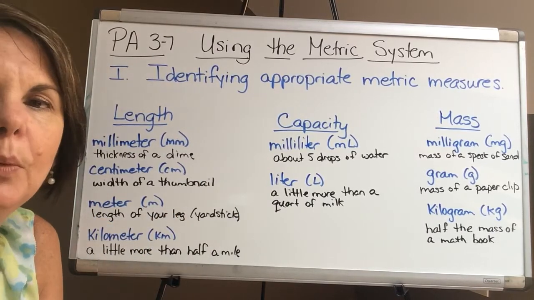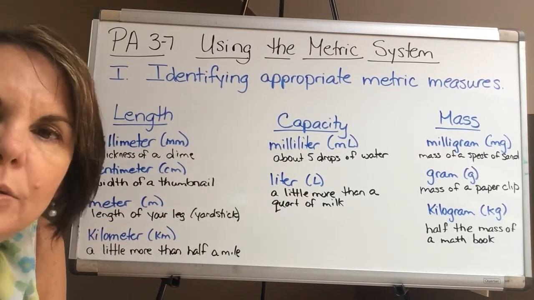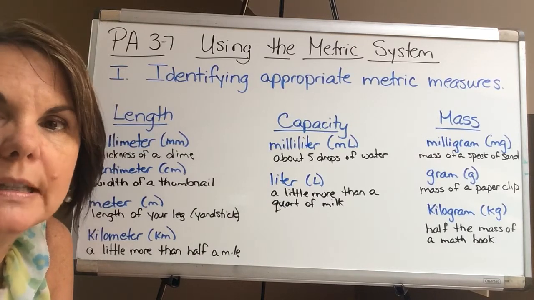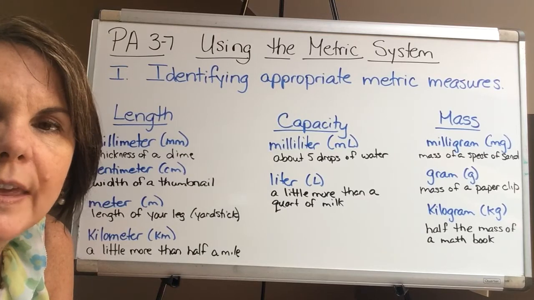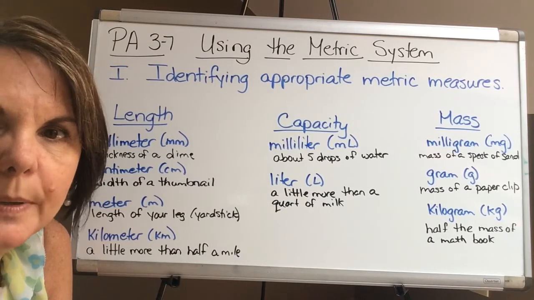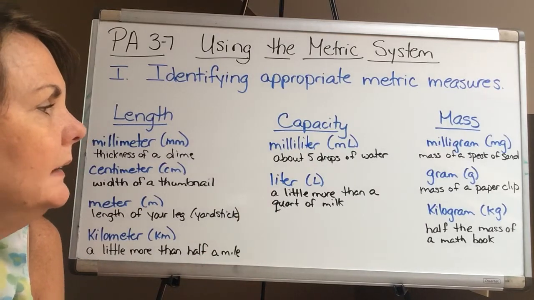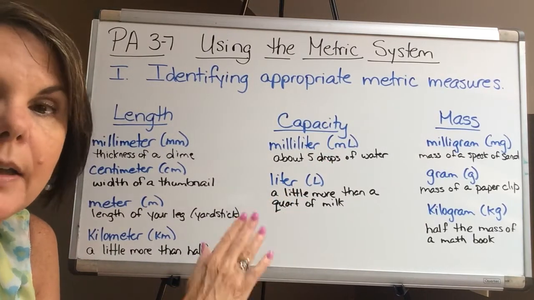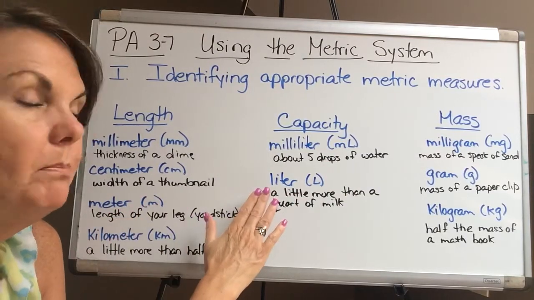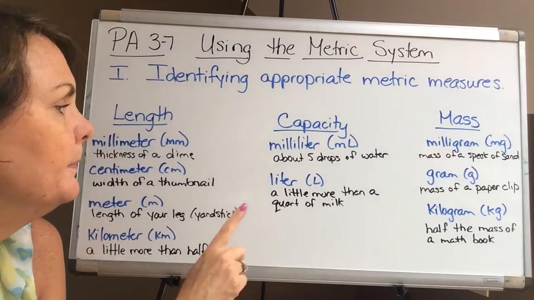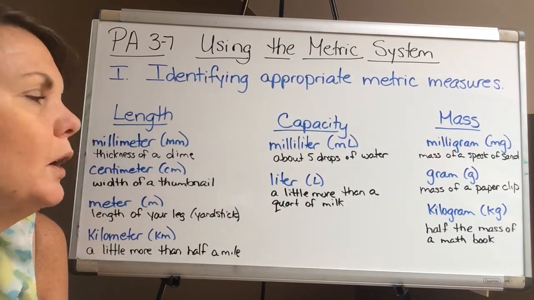Capacity, that's liquid measurement. And we only use two measurements here under capacity. We use the milliliter, which is extremely tiny. You can think of it as using an eyedropper. It's about 5 drops from an eyedropper. And a liter, capital L, this is ml, this is capital L, and this is also just like our meter, this is our basic unit. Your basic unit only has one letter, has no prefix. So a liter is a little bit more than a quart of milk.